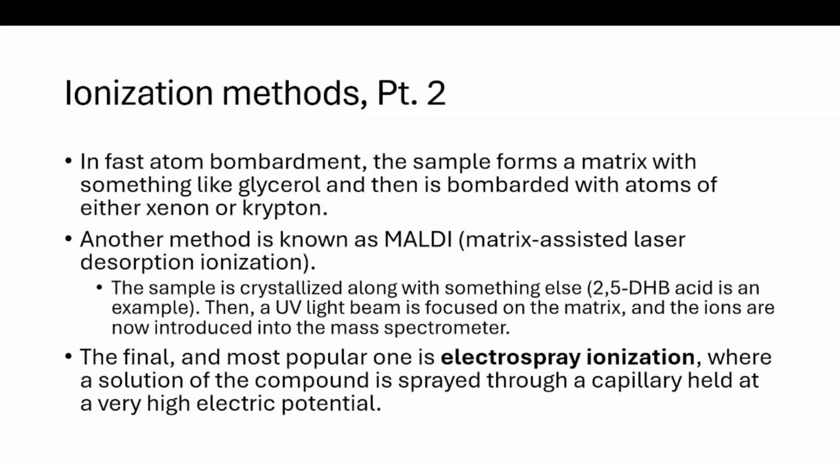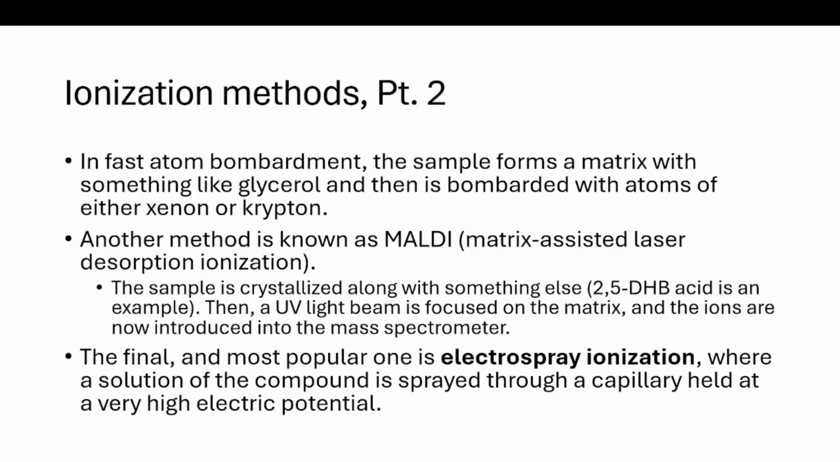Now, for more ionization methods, I want to talk about fast atom bombardment. As you can see, the name implies something similar to electron ionization, where we're getting some sort of particle being thrown at the sample. In fast atom bombardment, we have something such as glycerol and the sample. Using these two ingredients, we can create a matrix where the sample is held in place. And then we can fire atoms of an inert gas. Take, for example, xenon or krypton.